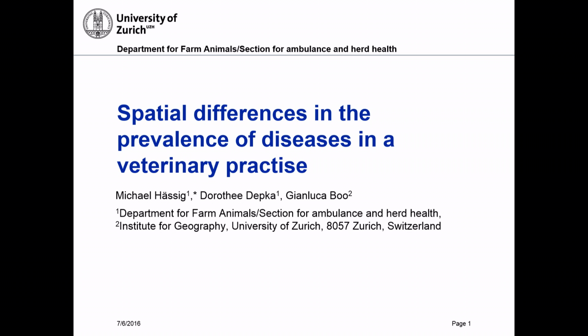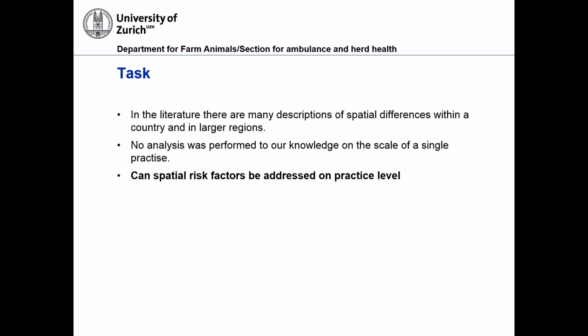As you see, I will also show you what is possible on a practice level nowadays with the help of geographical information systems. The task we had was that in literature there are many descriptions of spatial differences within a country or in a larger region. No analysis was performed to our knowledge on the scale of a single practice. So we asked, can spatial risk factors be addressed on practice level?